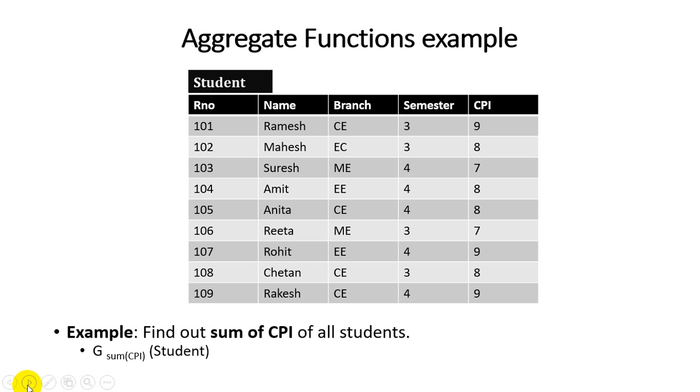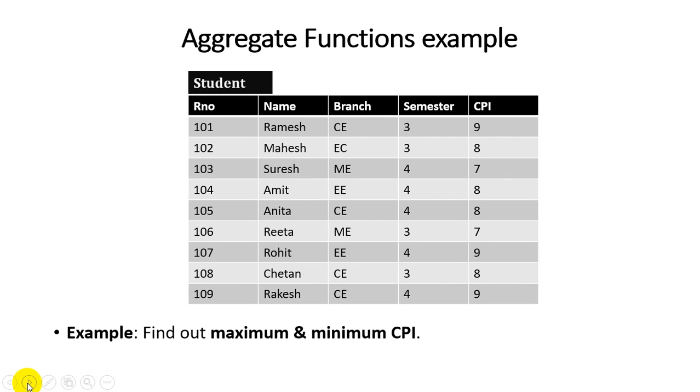In all the examples, only the aggregate function and the particular attribute name change, while the relation name is the same. So it generated 73. Second thing, find out the maximum and minimum CPI. We find the maximum CPI and the minimum CPI among the student table. As per the table, you can easily find 9 is the maximum CPI and 7 is the minimum CPI. So you easily get results by applying aggregate functions.